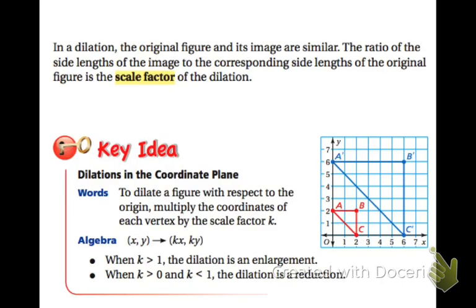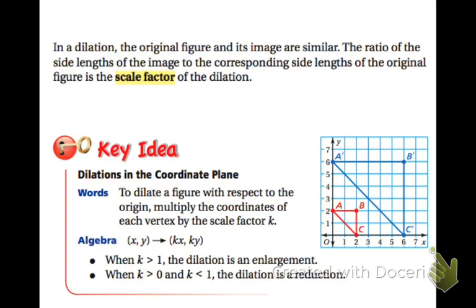In a dilation, the original figure and its image are similar. The ratio of the side lengths of the image to the corresponding side length of the original is the scale factor. So the ratio of image to original is how you would figure out what the scale factor is. So here's a picture, and you can see A, B, and C has been dilated or enlarged is one way to describe that.